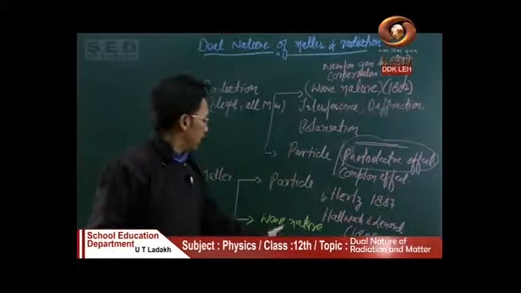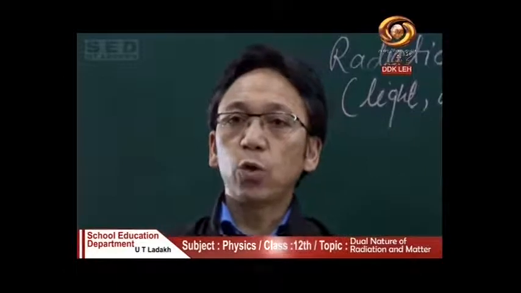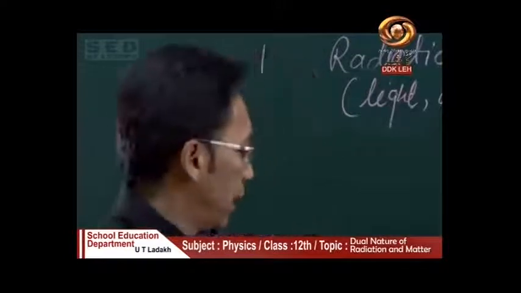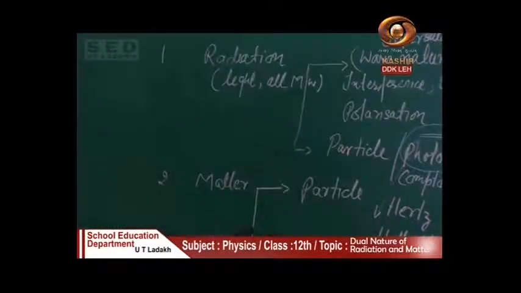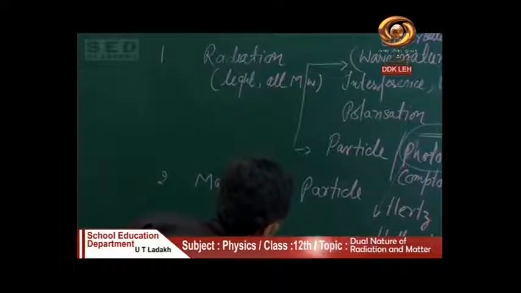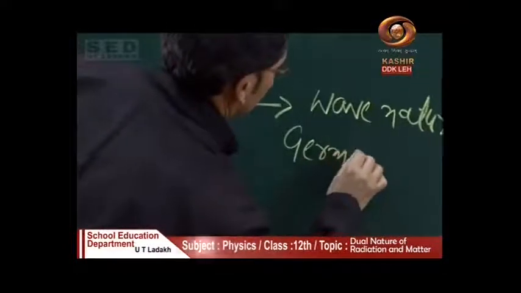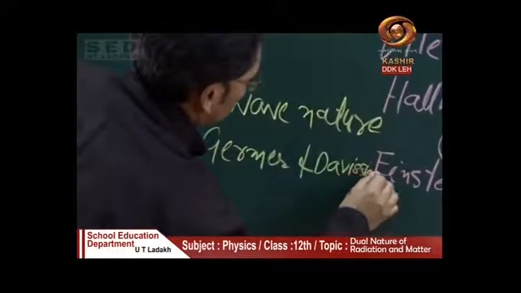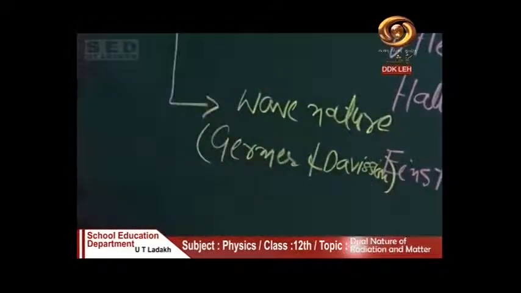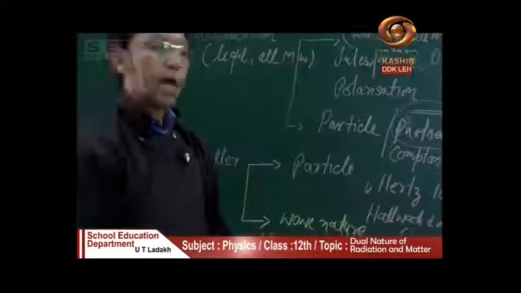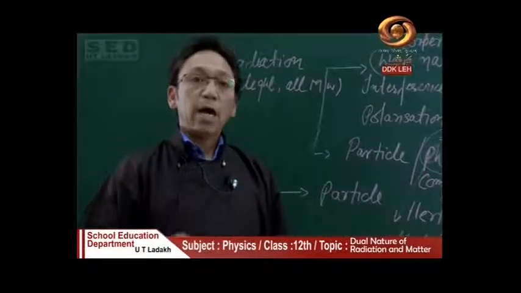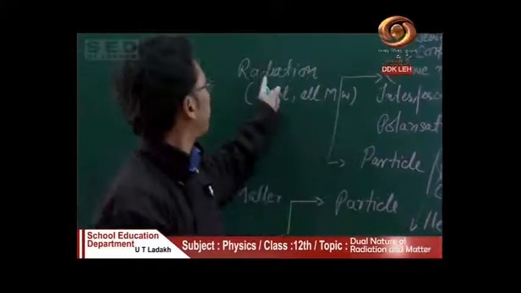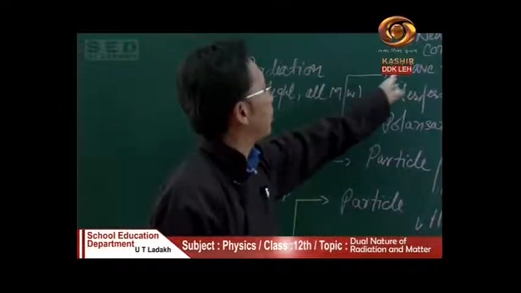At that time there was no experiment to prove whether matter has a wave nature or not. But then, around 1927, Germer and Davisson performed an experiment in which they saw that the electron, which is a material particle, shows diffraction, and diffraction is only possible if it has a wave nature.